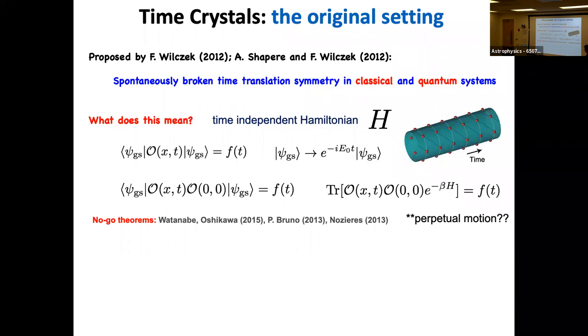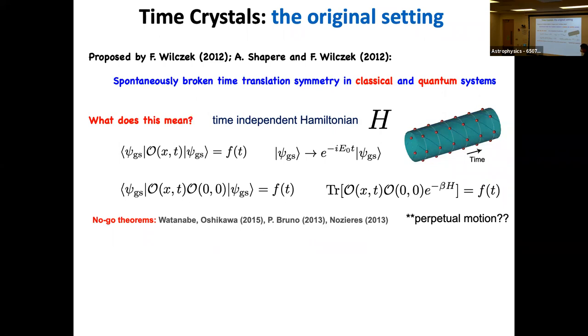Well, the idea at some level is, in direct analogy to the previous slide, if we lower the temperature of the system and we get to the ground state, we can ask ourselves, does this ground state exhibit less time translation symmetry than the original Hamiltonian? How would it do that?